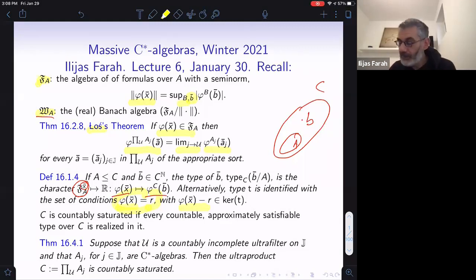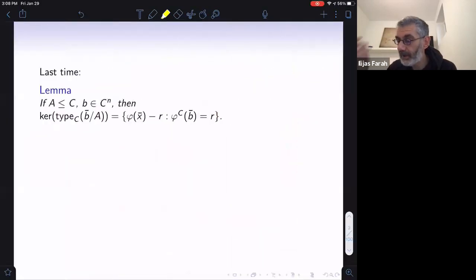Right. Okay, so algebra C is countably saturated if every countable, approximately satisfiable type over C is realized in it. What we proved is that if you have a countably incomplete ultrafilter, which is any non-principal ultrafilter of natural numbers, then any ultraproduct of C-star algebras with respect to that ultrafilter is countably saturated. And because of that, we get all sorts of consequences. So, okay, it was a quick recap of what we did last time. A few more things that I need to say.